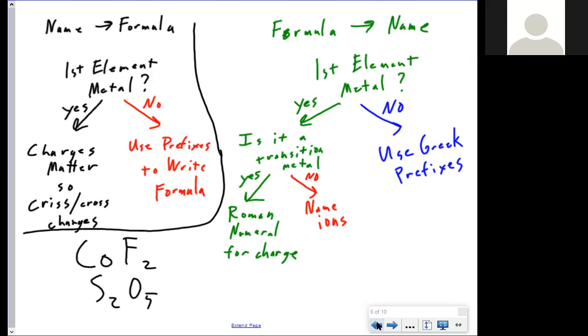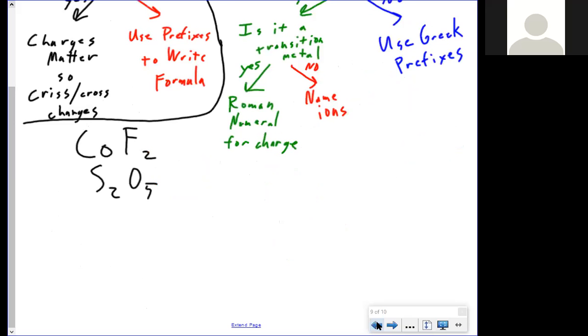COF2 and S2O5. Martin already told us that CO is a metal. CO is in the middle, so it's a transition metal. So what am I going to need? A Roman numeral. So I'm going to write down cobalt. And like Josh said, I'm going to put the parentheses there to hold my spot for my charge. And I'm going to just name my F.